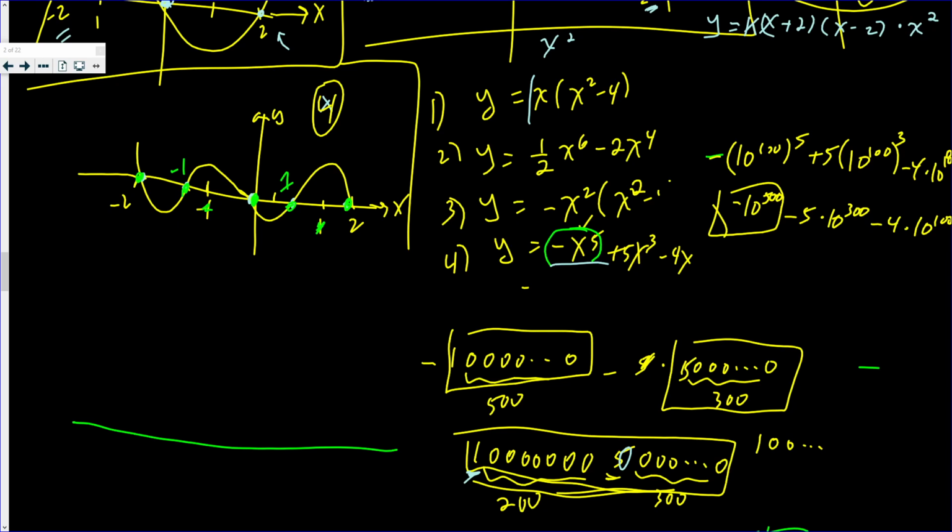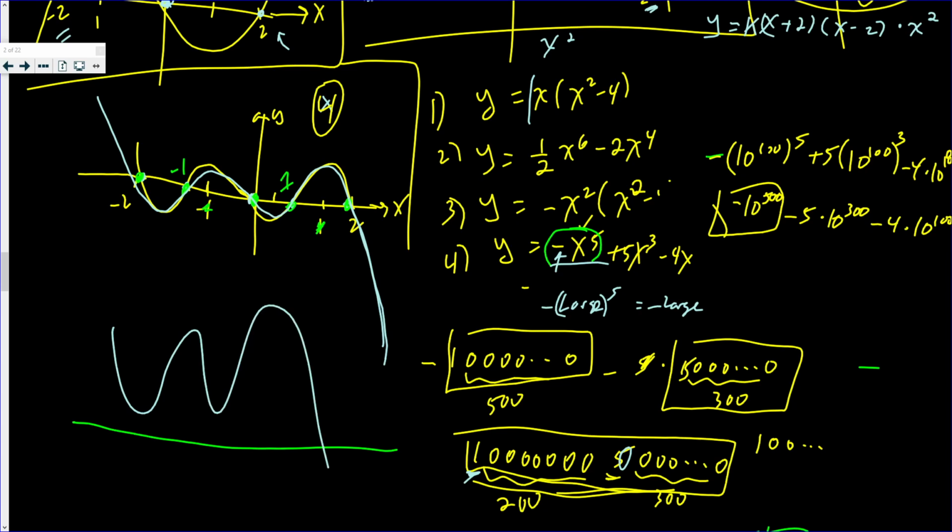And when x is very large, you have a large number raised to the 5th, which is large. But then you put a minus sign in front of it. It's negatively large. So it's down here. It crosses at 2, it crosses at 1, it crosses at 0, crosses at negative 1, and then it crosses at negative 2. As I told you, it's going to look something like that. Okay, that completes this section on polynomials and their graphs.